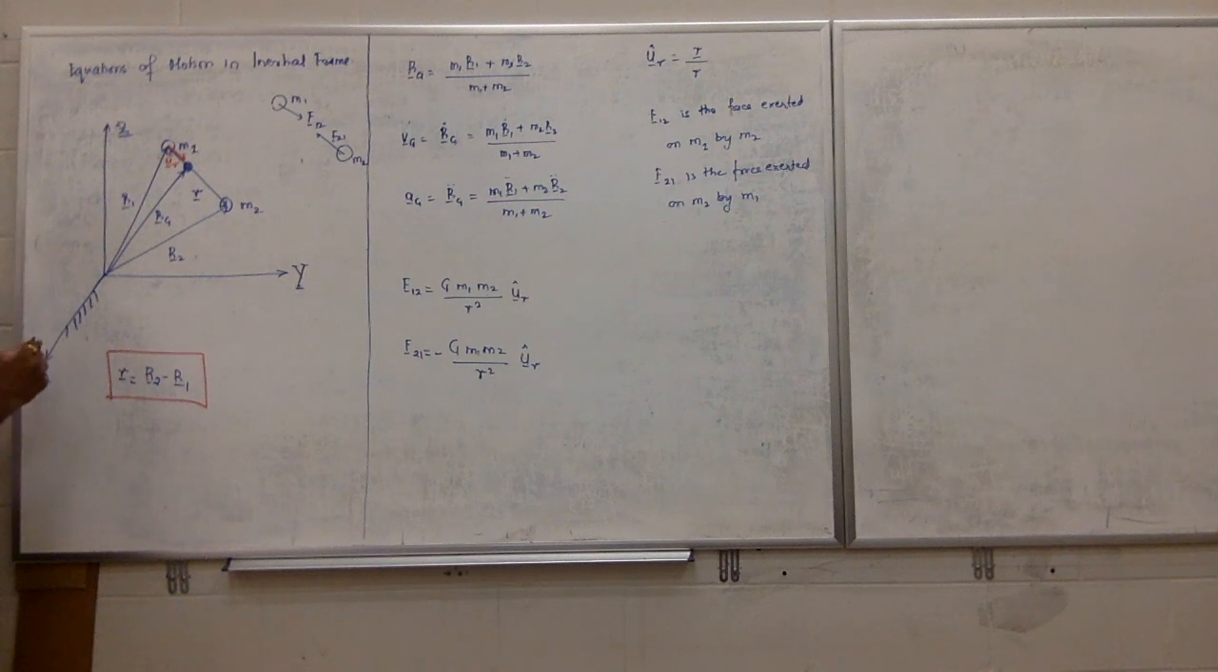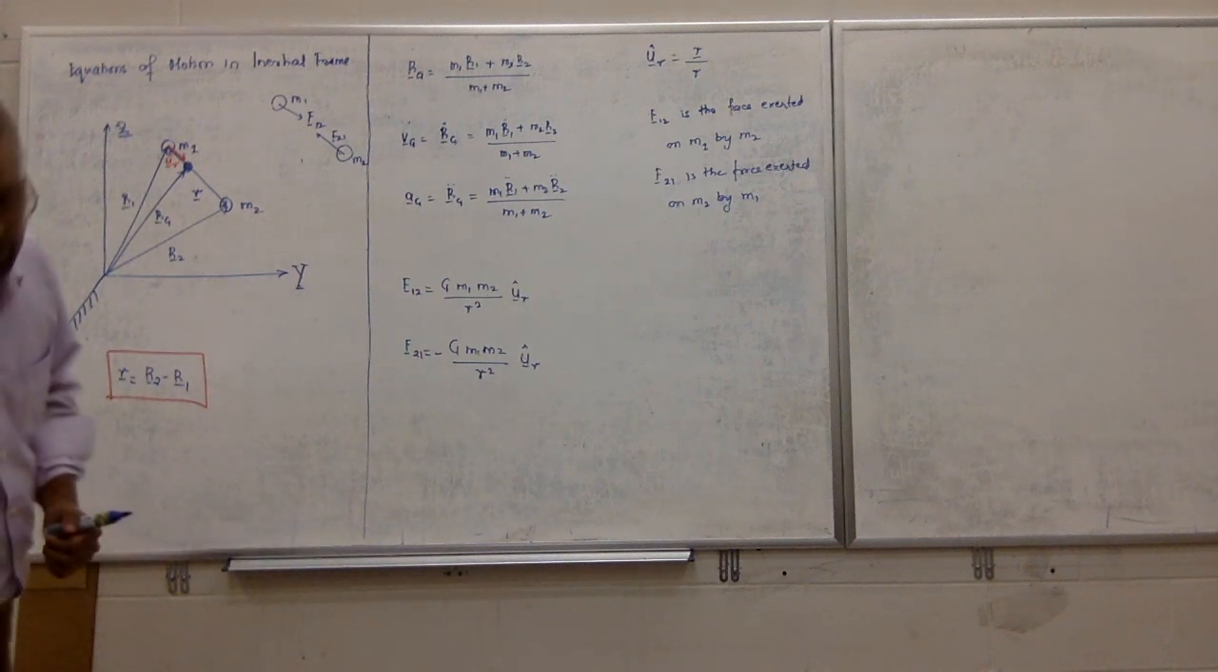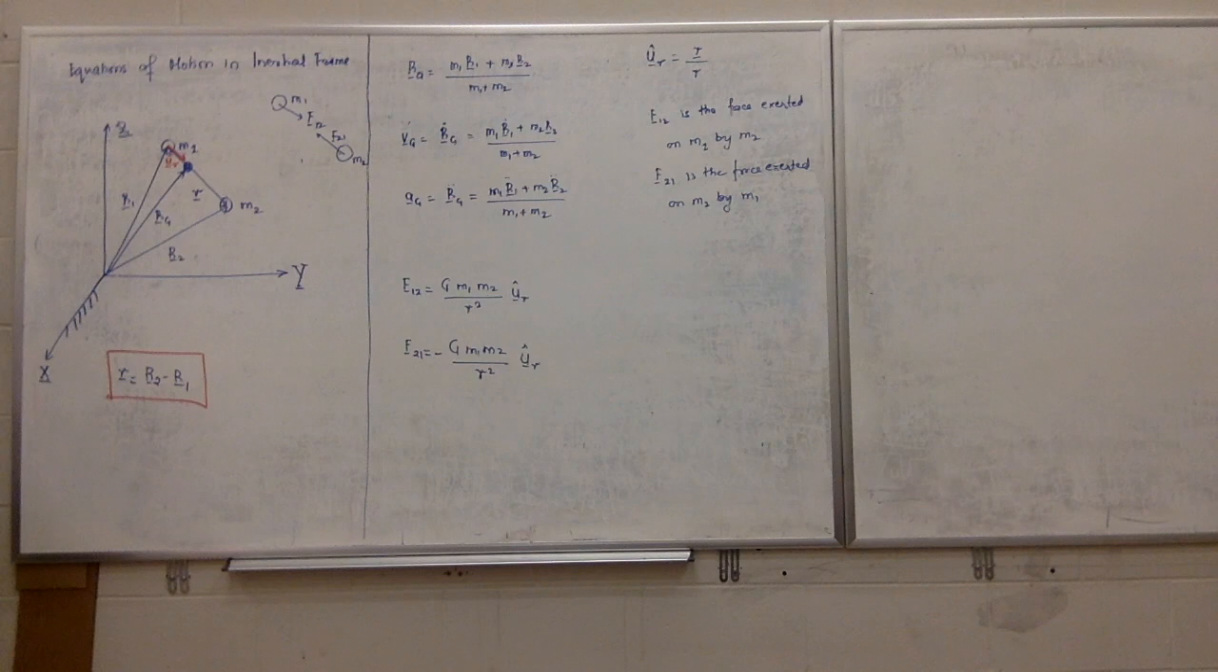So what we are trying to do here has a significance. Here R, or small r, pay attention here guys. You can take notes later. R is essentially the relative position of 2 with respect to 1.